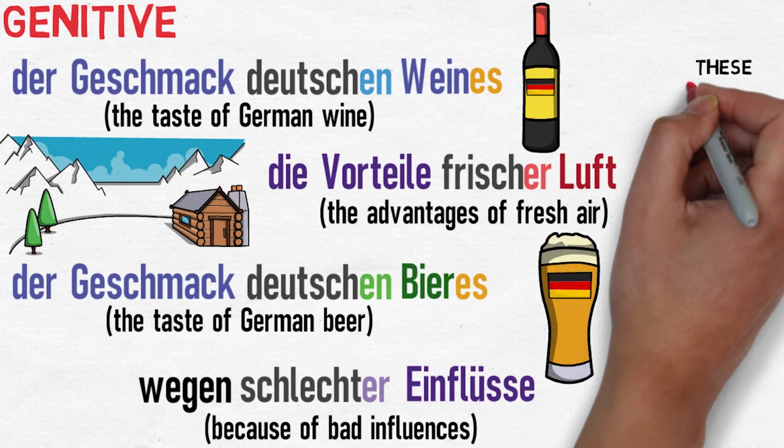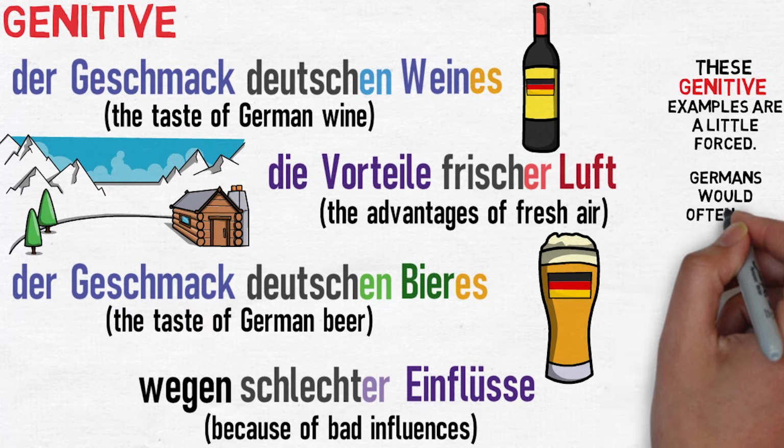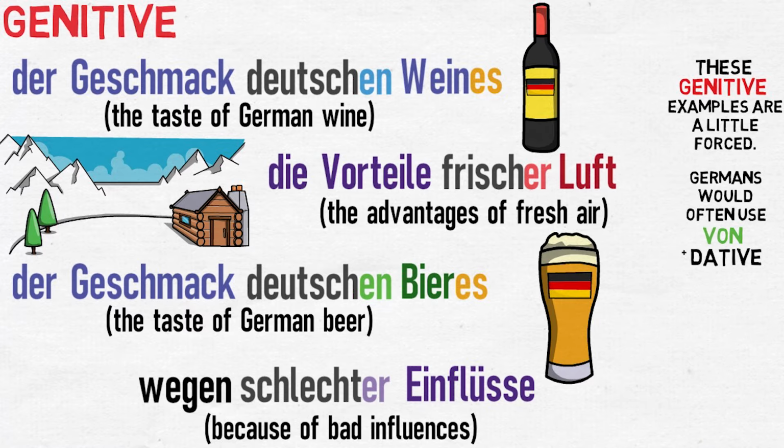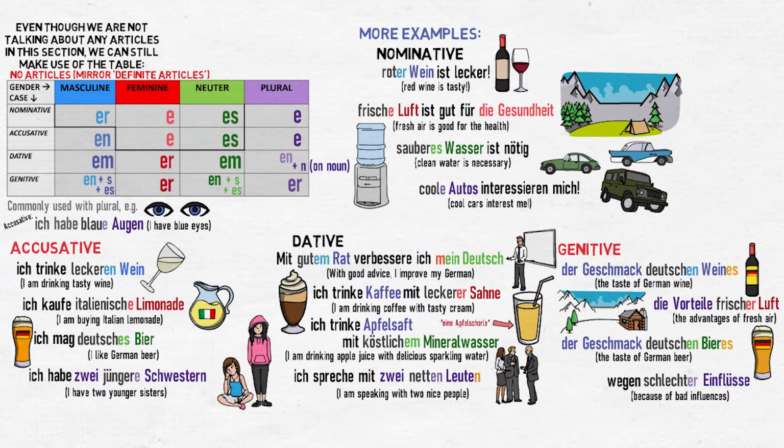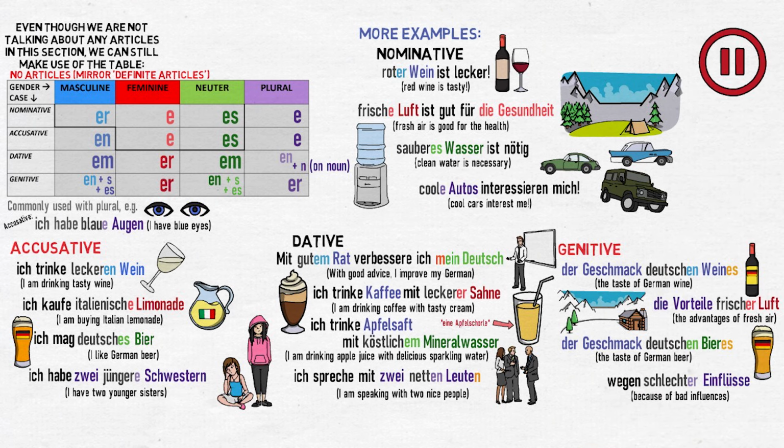It's worth noting that these genitive examples feel a little forced, and other than after genitive prepositions like wegen, Germans would probably use the word von and the dative instead. So, that's a brief summary of the adjective endings with no articles or after numbers. It was very difficult for me to come up with examples that didn't include wine or beer for any gender except plural here, which shows you how rarely these things come up. It's a good idea to pause the video now to recap the adjective endings with no article or after numbers.